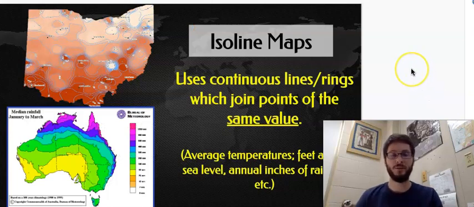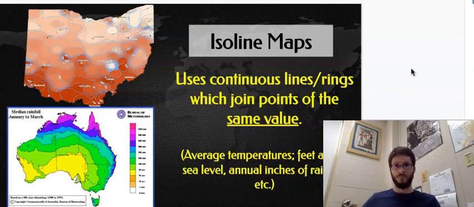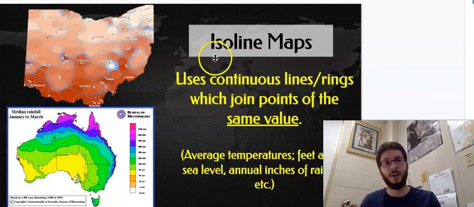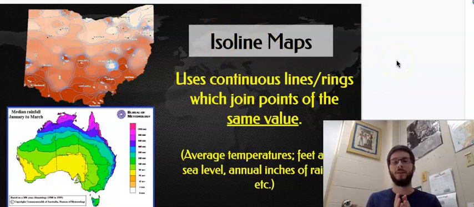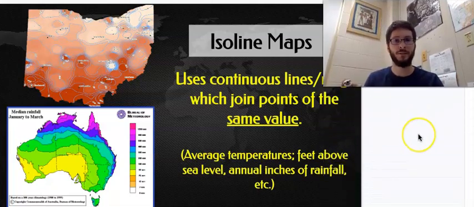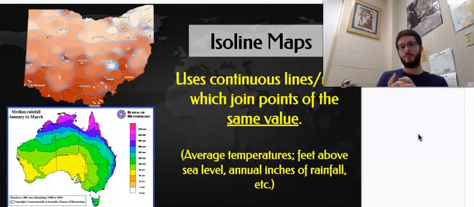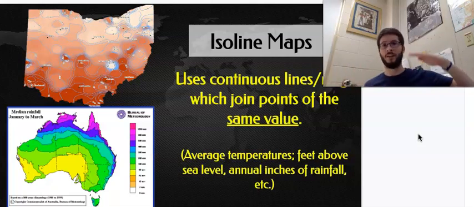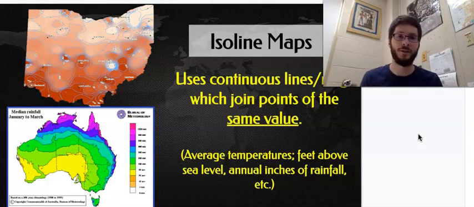The next one, this one's not a super common map either, but it's used for specific things. Typically, it uses rings or arcs or lines. Hence the name isoline map. It has the word line right in it. An isoline map connects parts of one similar theme. So I use a couple examples here. Average temperature could be connected by one line or arc. The feet above sea level, right? Elevation could be represented. It could be inches of rainfall.